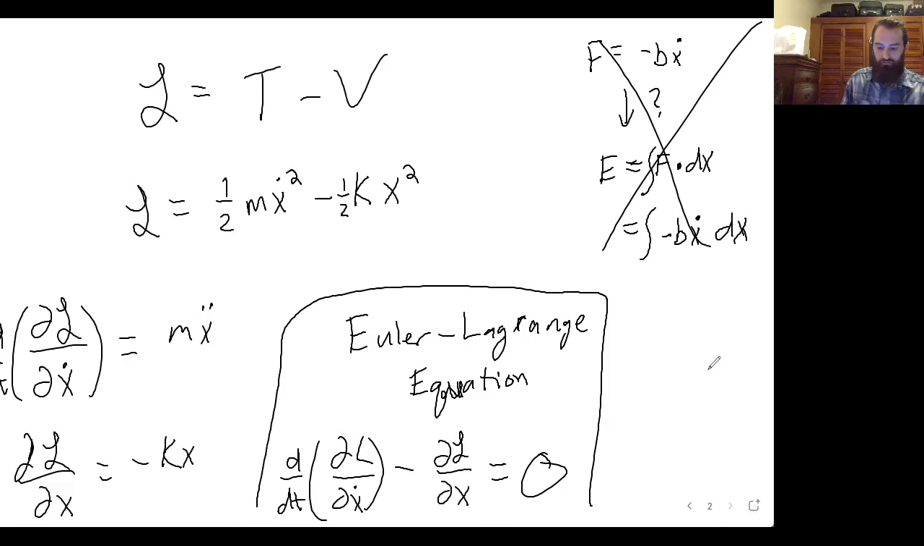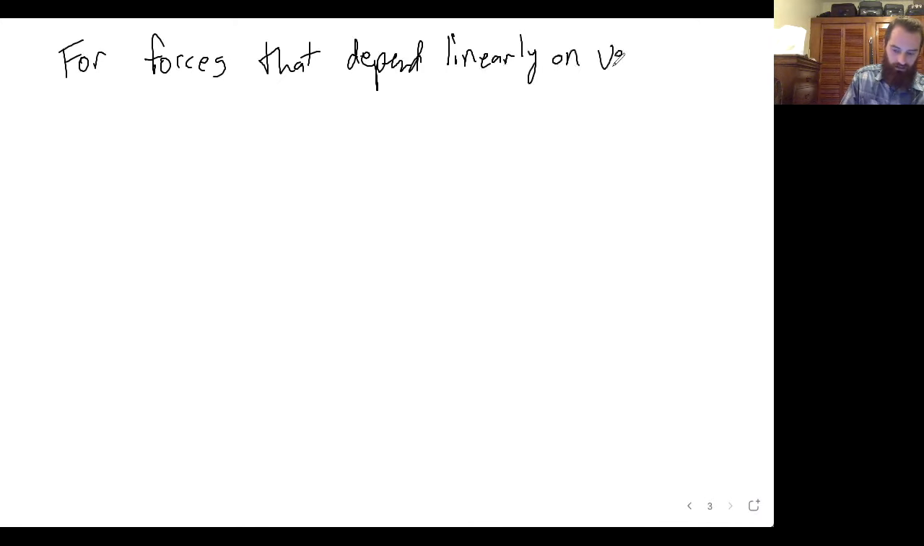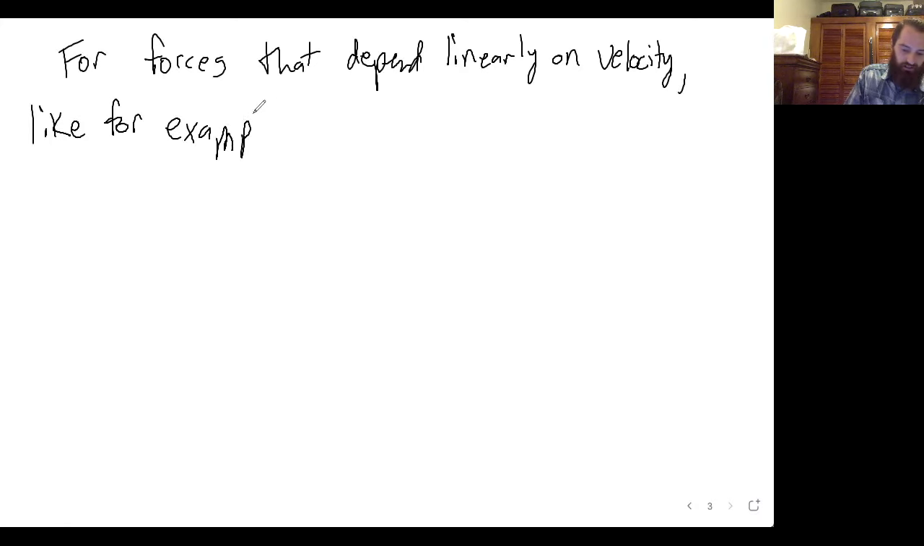But remember, we have this extra force term that we're trying to add in there as well. So for forces that depend linearly on velocity, like, for example, our force that we wrote down earlier, we can modify our Euler-Lagrange equation.